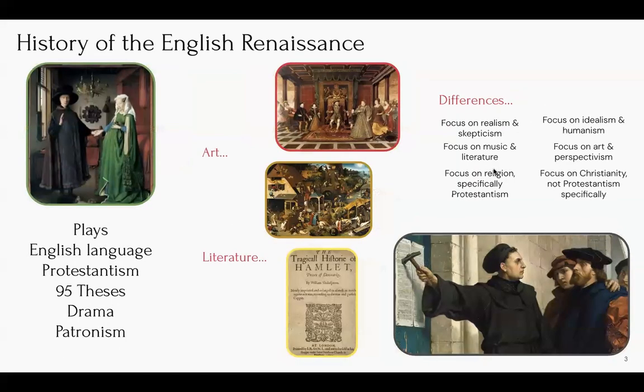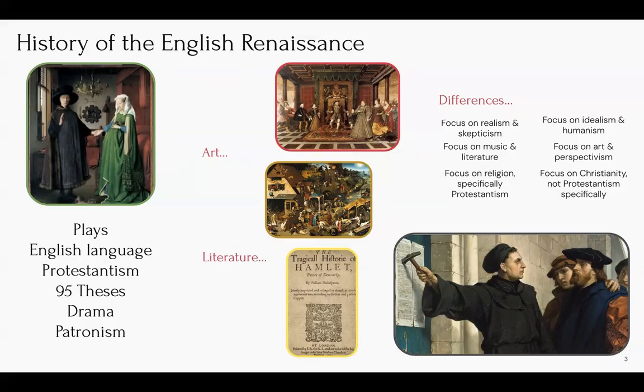Then, for a history of the English Renaissance, some key elements of the English Renaissance were plays, which are works meant to be played on a stage. This was majorly due to the influence of Queen Elizabeth I, which we'll get into in the next slide. English language, which played a large role in the printing press, Protestantism, an alternative form of Christianity, and is hated by traditionalists. This was a major point of contention during the Renaissance, as the division between the Catholics and Protestants led to lots of death and division in England.